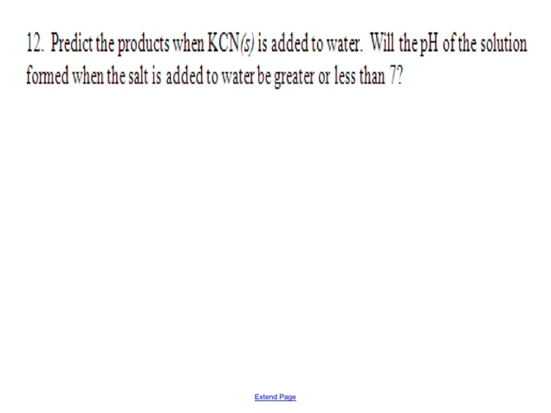Predict the products when KCN is added to water. All right, so KCN, first classify. I don't want you to tell me anything but what it falls into. Is it a strong acid or base? Is it a weak acid or base? Is it a salt or is it a buffer? It's a salt. So because it's a salt, we know that it has to undergo hydrolysis in water. Which ion of these two is going to react with the water? CN minus.